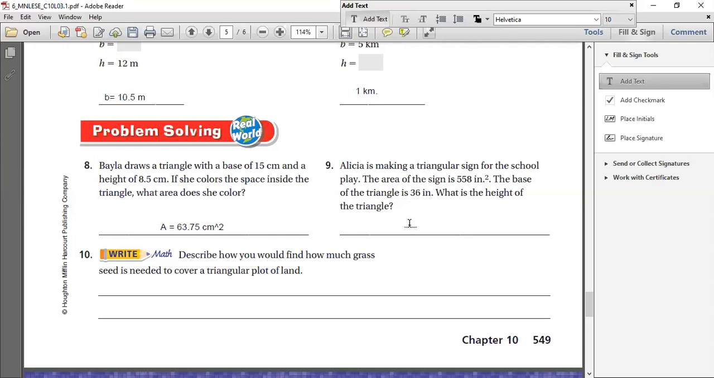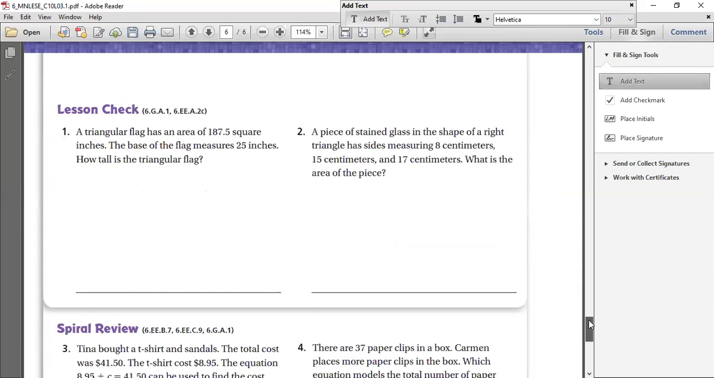So the height of the triangle is going to be 31, and the unit will be inches, because the question talks about inches. It's similar to the upper questions we have done, so that's why I'm not doing the steps. Simply it's going to be 558 equals half multiplied by 36 multiplied by h. So half of 36 is 18. So again 558 divided by 18 will give you 31. Okay, so let's move on to the next question.